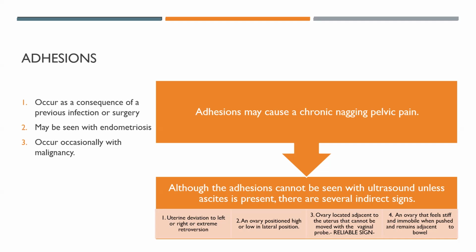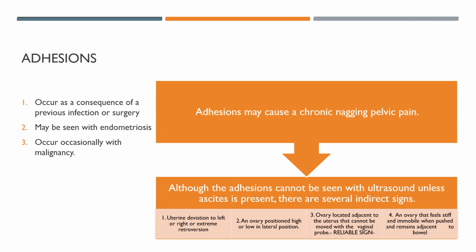And if an ovary feels stiff or immobile when pushed and remains adjacent to the bowel, that can also be a sign. So what do we do in our reports when we suspect an adhesion? Because we can't see it, we can't definitely say it for sure.